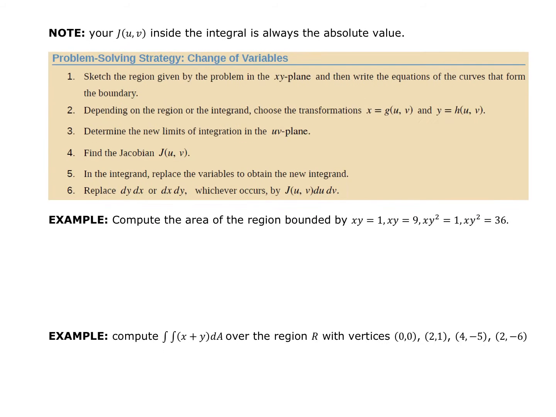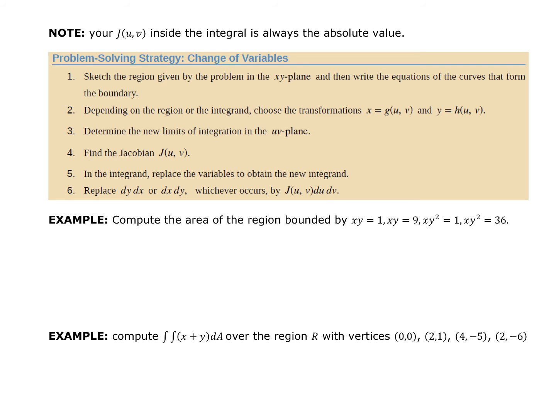Now here are some strategies for changing your variable. Sketch the region given by the problem in the xy plane, and then write down the equations of the curves that form the boundary. Depending on the region or the integrand, choose the transformation where x is equal to g(u,v) and y is equal to h(u,v). Determine the new limits of integration in the uv plane. Find the Jacobian. In the integrand, replace the variables so you obtain the new integrand, and replace dy dx or dx dy with the appropriate Jacobian du dv.